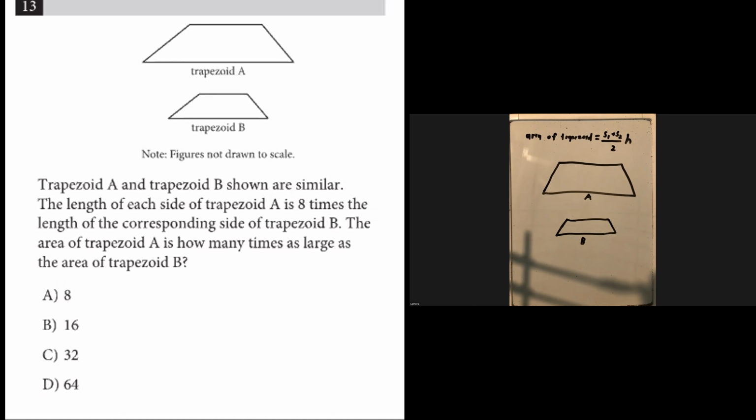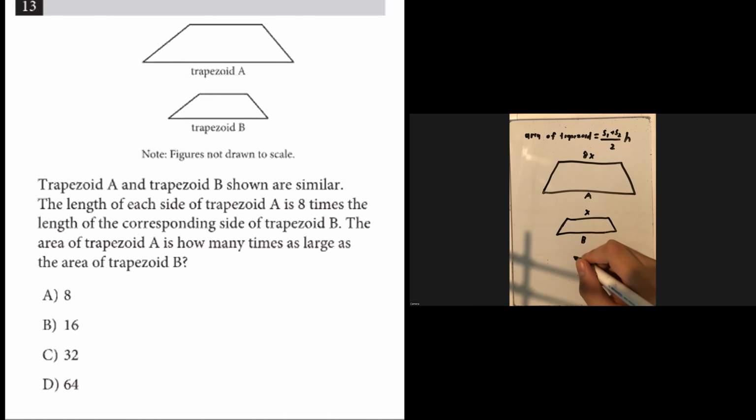Okay, so for this one, we're asked to find how many times as large the area of trapezoid A is as the area of trapezoid B, and we're told that the length of each side of trapezoid A is 8 times the length of trapezoid B. And so for this, the main thing you can do is side 1 plus side 2.